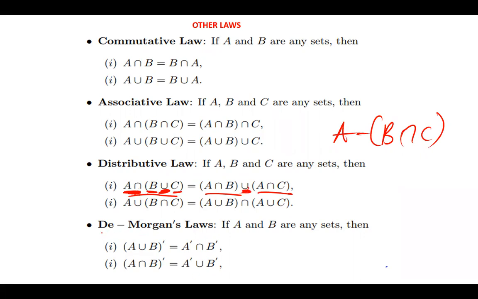Then we have the De Morgan's laws, which I've already talked about. It's just a matter of changing the complement. When you distribute the complement in the brackets, you change the sign in between. So this is what it means.